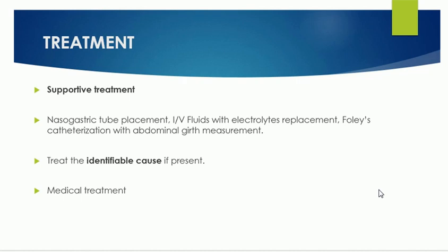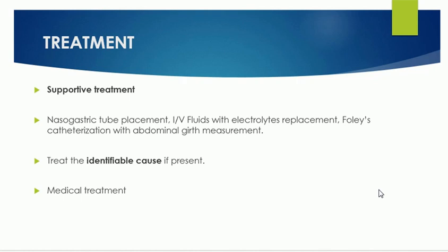We pass a Foley's catheter in these patients. Why? To monitor the urine output, to monitor the resuscitation. We also measure abdominal girth. That also helps us while treating conservatively. If there is any identifiable cause, treat that identifiable cause.